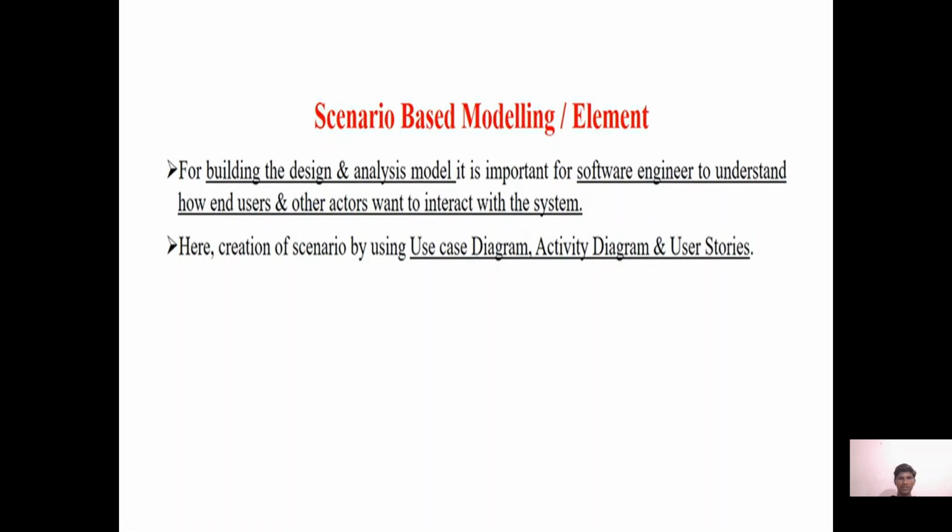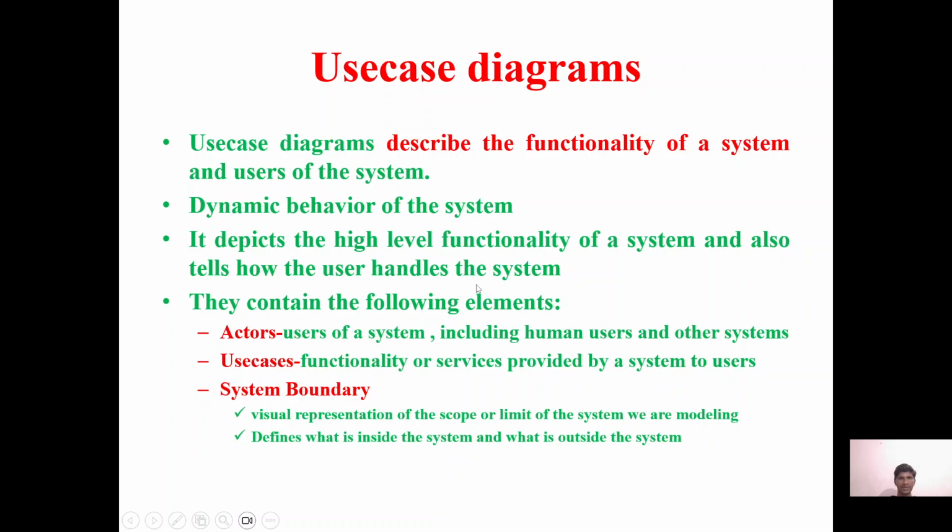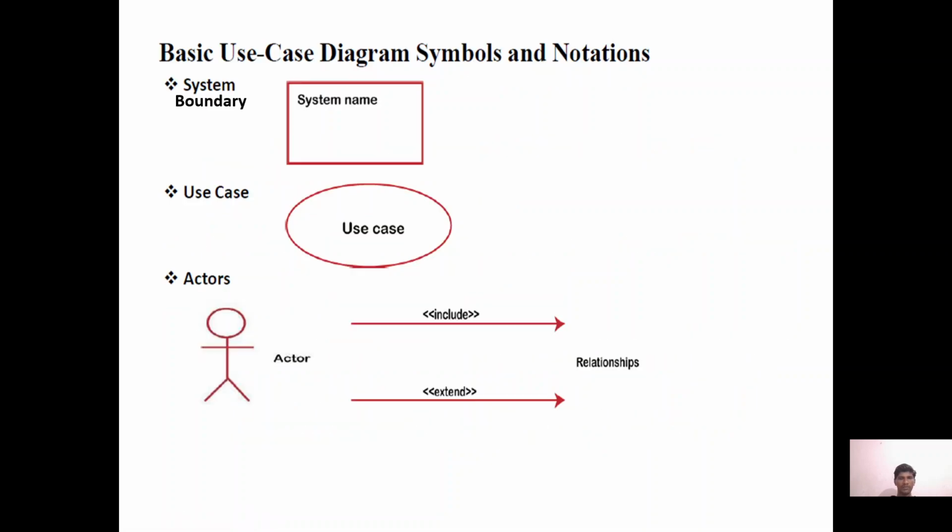Scenario based modeling is for developing and designing the model. It is important for software engineers to understand how end users and other actors want to interact with the system. So in the scenario based model, you'll have a use case diagram. In a use case diagram, there are three elements: actors, use case and system boundary. Actors are the users of the system. Use cases are the functionalities or services provided by the system. And the system boundary is the limit or scope of the system that we are modeling.